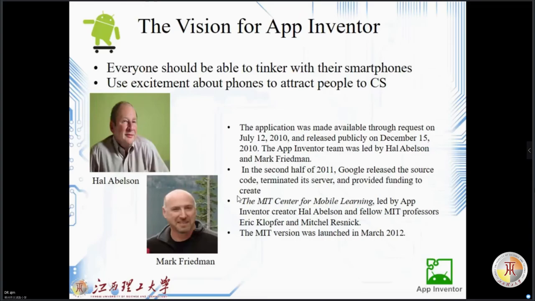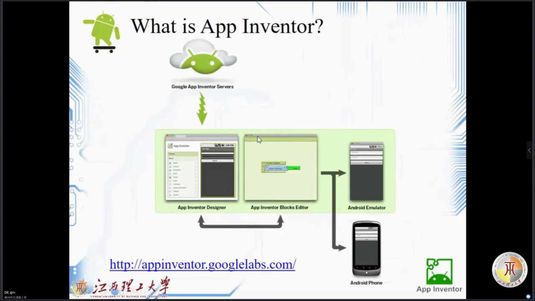Then in 2011, Google released the source code for them, and then the MIT Center for Mobile Learning, led by the App Inventor creator, was launched in 2012. It means that it's still young, and we can work with some new ideas like that. Okay. Then the total concept regarding App Inventor is like that.